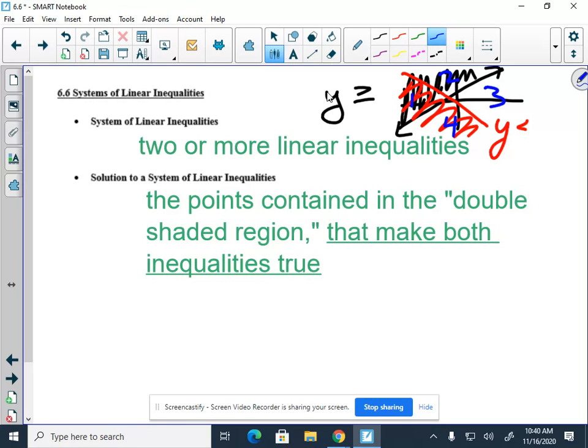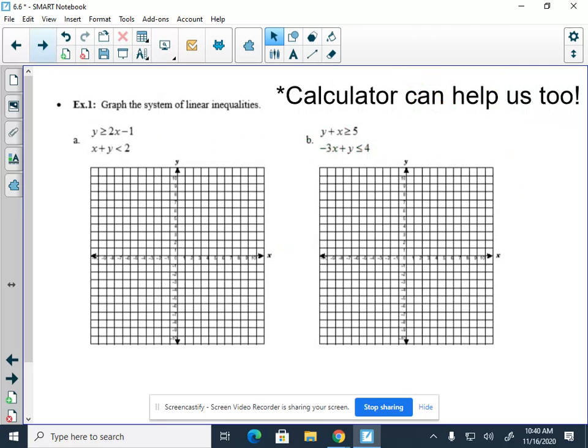And sorry, I did mess one thing up. This one should have been a dashed line because I said y is less than. But which area got shaded twice? 1, 2, 3, or 4? 1. And that's what we're looking at because it got shaded both with the black and the red. Okay? And that is the area that is called the solution.